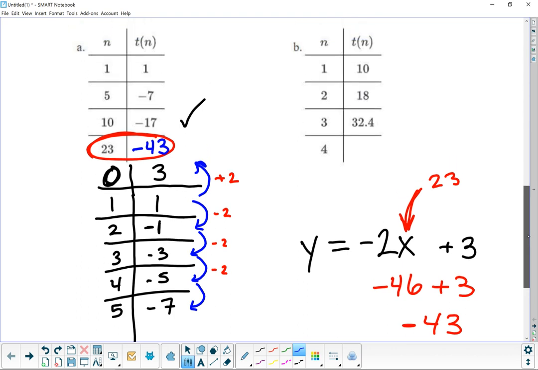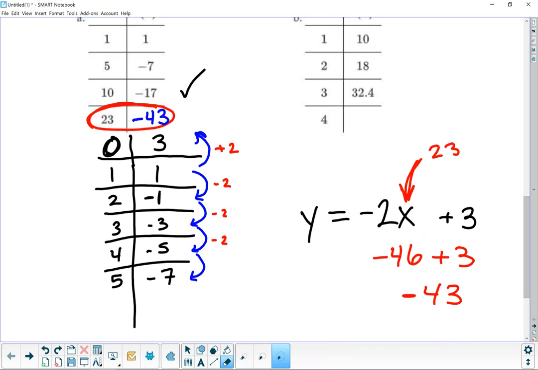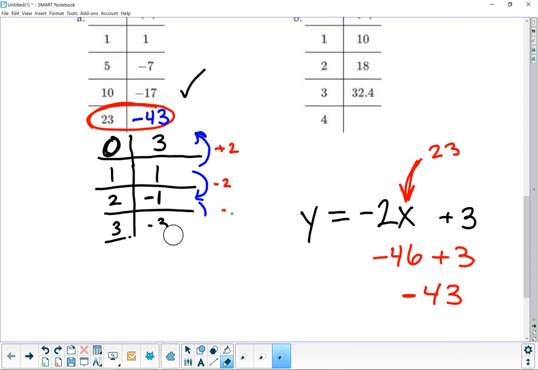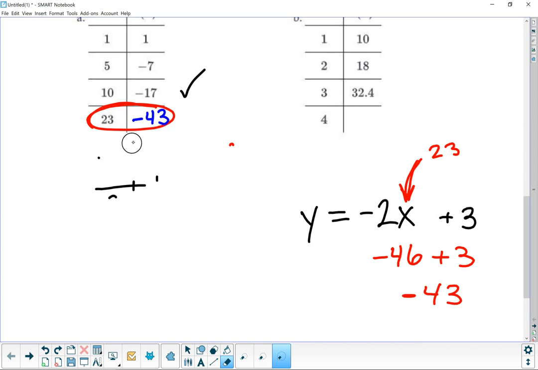Okay, let's look at B. Again, if you need to pause it before I erase everything, pause it.